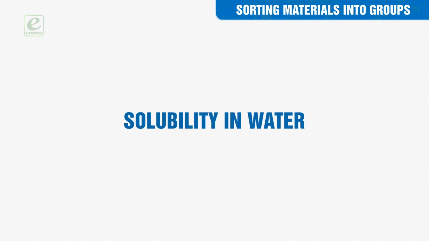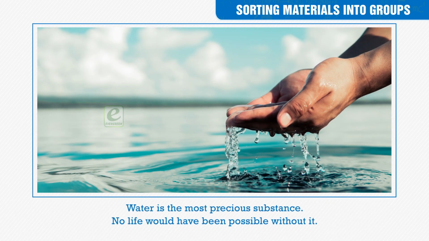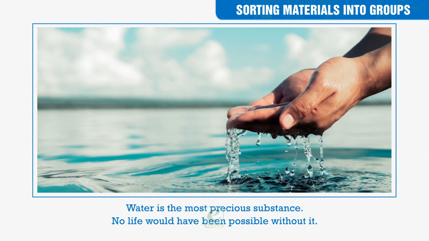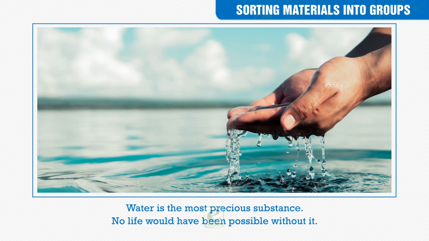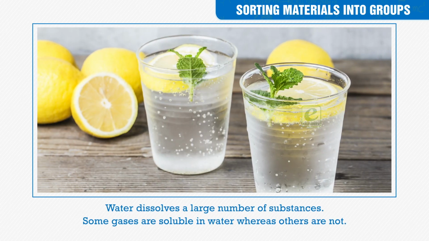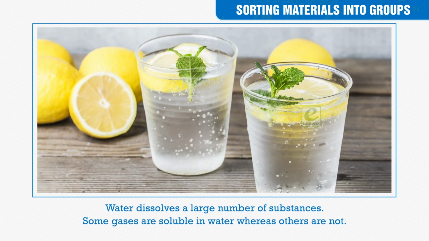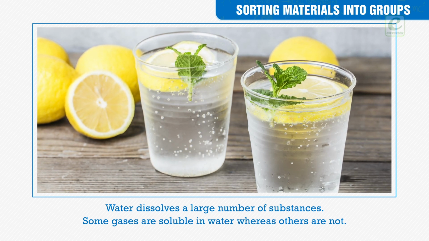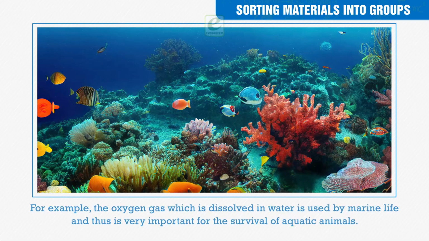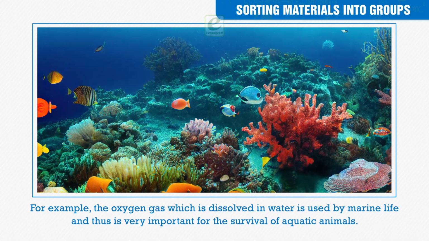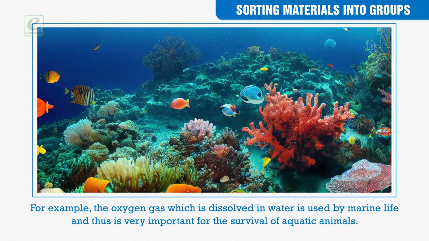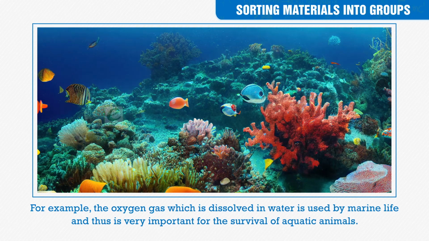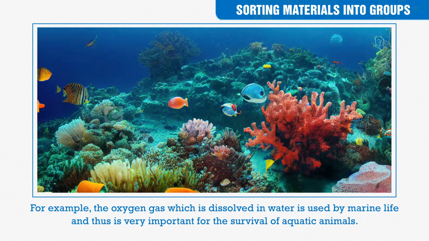Solubility in water. Water is the most precious substance. No life would have been possible without it. Water dissolves a large number of substances. Some gases are soluble in water, whereas others are not. For example, the oxygen gas, which is dissolved in water, is used by marine life and thus is very important for the survival of aquatic animals.